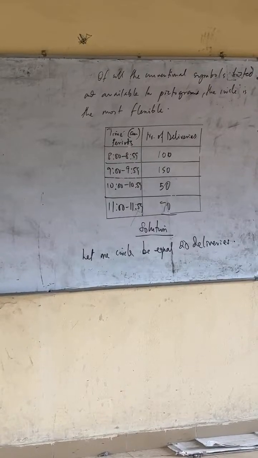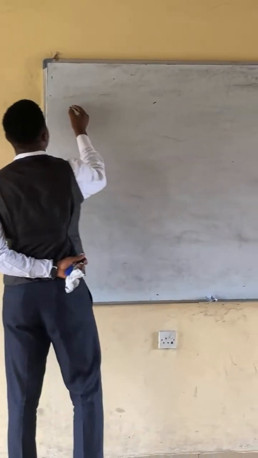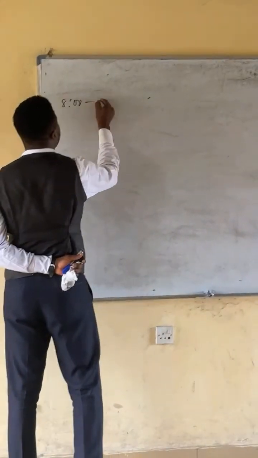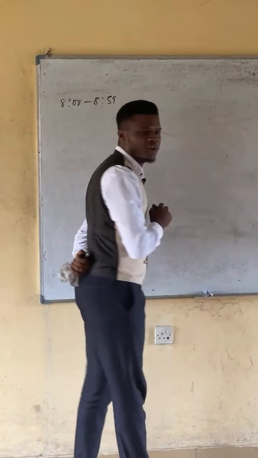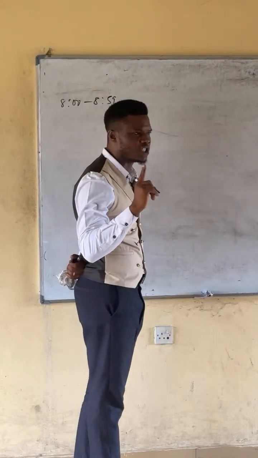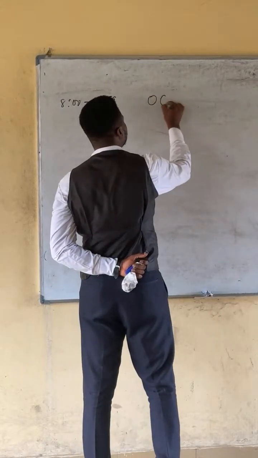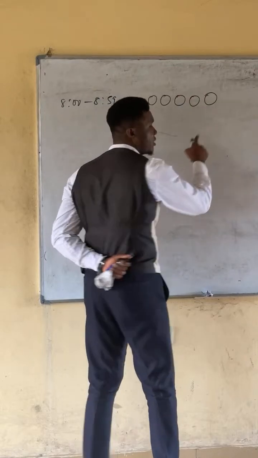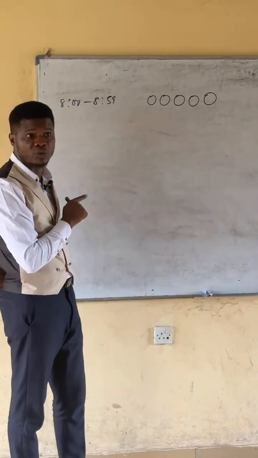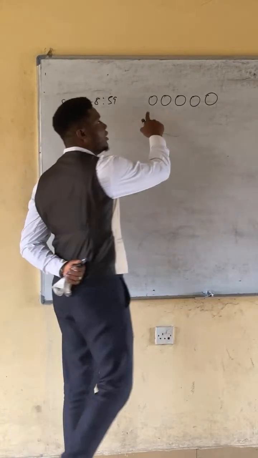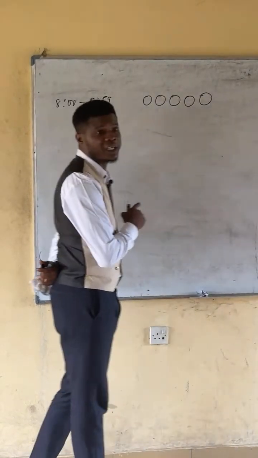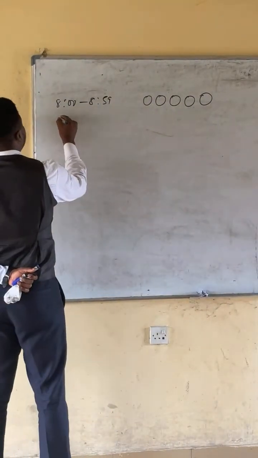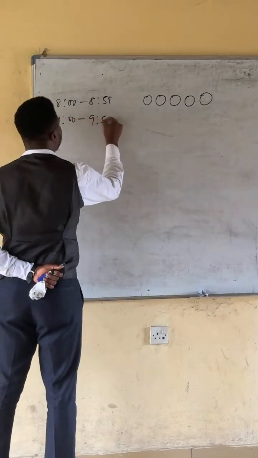How would your pictogram now come out? That information in that table will now become: 8 to 8:59 would now be what? How many circles do you have in 100? If one circle is representing 20 deliveries, you have 1, 2, 3, 4, and 5. So 5 circles will represent 100. So once I see 100, when you've told me that one circle equals 20 deliveries, I know that there were 100 deliveries. Is it clear?